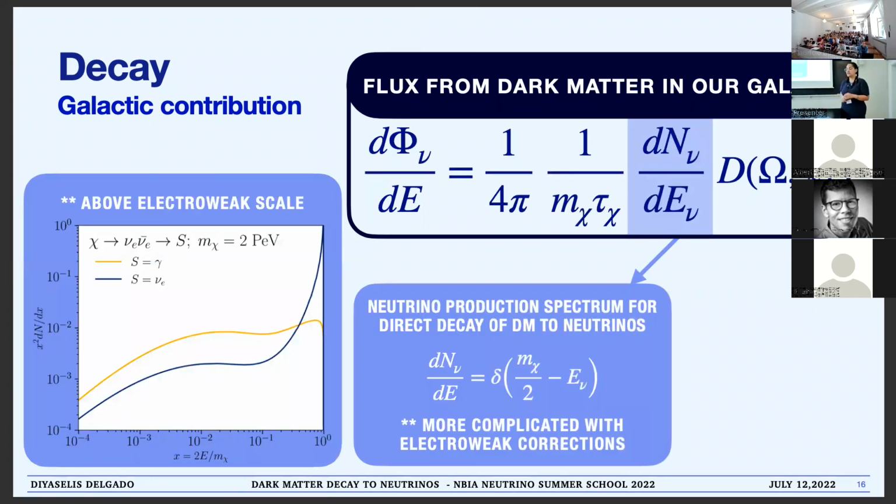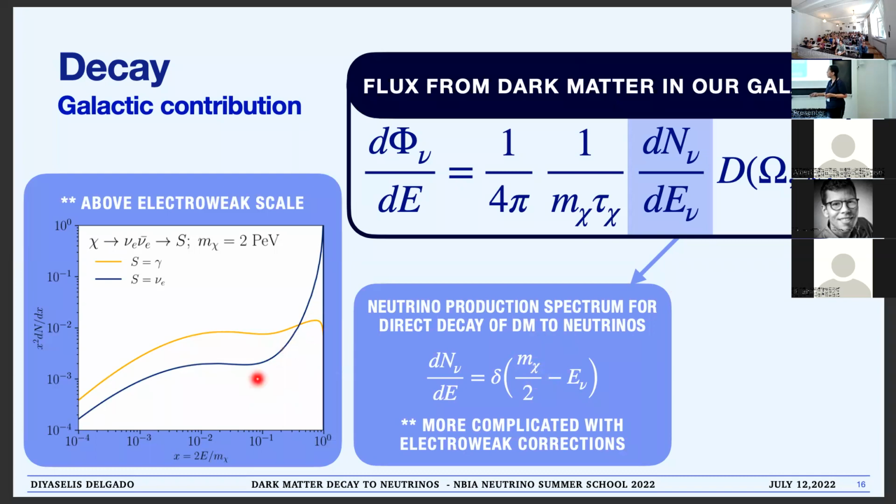First, we have the neutrino production spectrum. Usually we can treat this as a delta function. So simply we have the dark matter decaying into two neutrinos. But with electroweak corrections, it becomes more complicated. So here we have a plot of what that spectrum would look like for both cases.